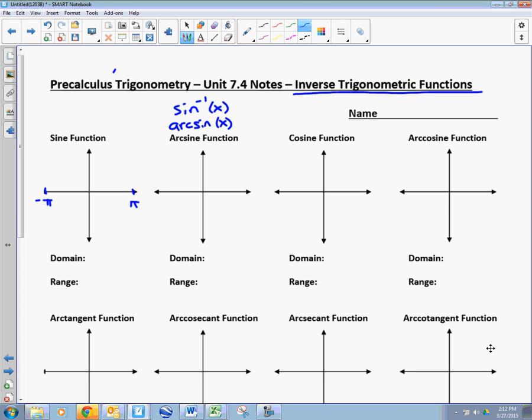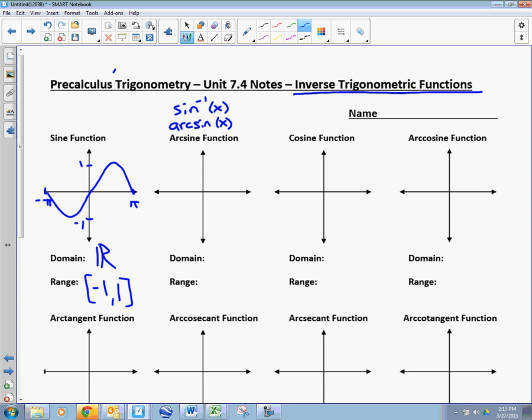So this function from negative pi to pi and negative 1 to 1 would look something like this. We've learned how to graph these over the past couple months. And the domain of a sine function is all real numbers. What is the range of the sine function? Negative 1 is the smallest value, and positive 1 is the largest value. Is everybody satisfied with that?